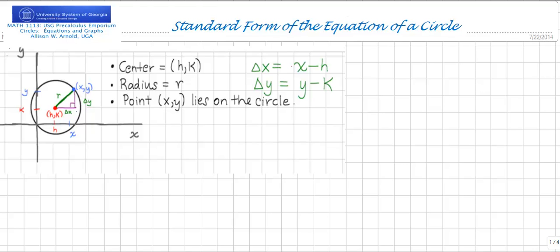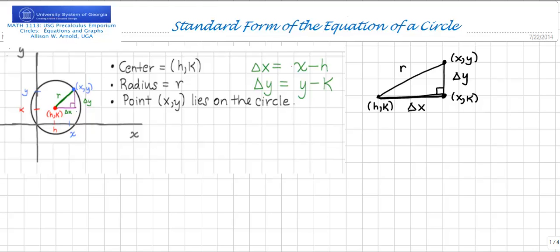Notice in my picture that if you draw the triangle here, going from the center h, k to this point x, y, with a radius of r, you are drawing a natural right triangle where this point would actually be x comma k, and this length along the base of the triangle would be the change in x, and this vertical length would be the change in y.